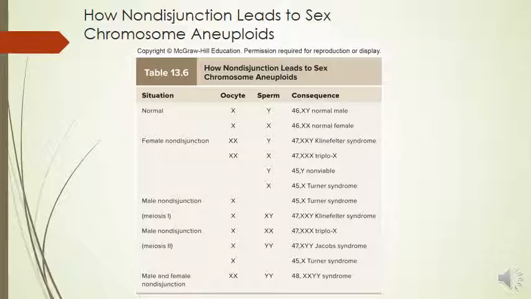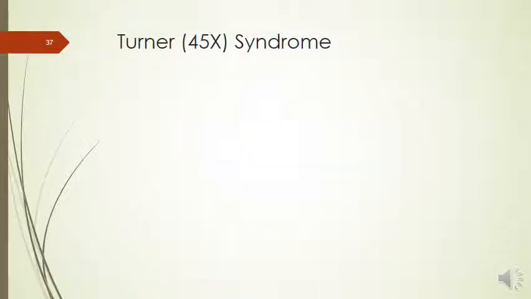In the case of meiotic division number 1, you could get 45X Turner syndrome or 47XXY Klinefelter syndrome. If it took place in meiosis number 2, then you would have babies that could have 47XXX triplo X, 47XYY Jacob syndrome, or 45X Turner syndrome. If male and female non-disjunction took place, the result could be 48XXYY syndrome.